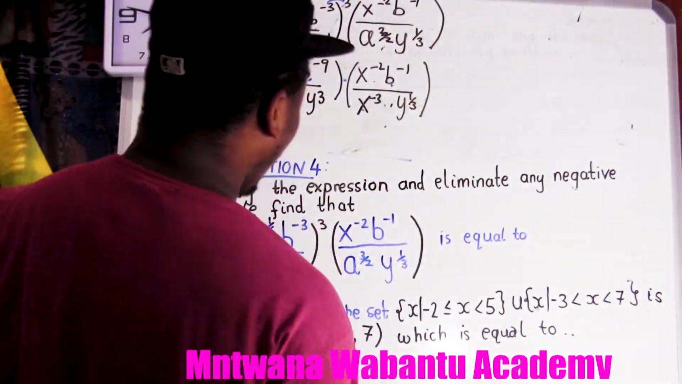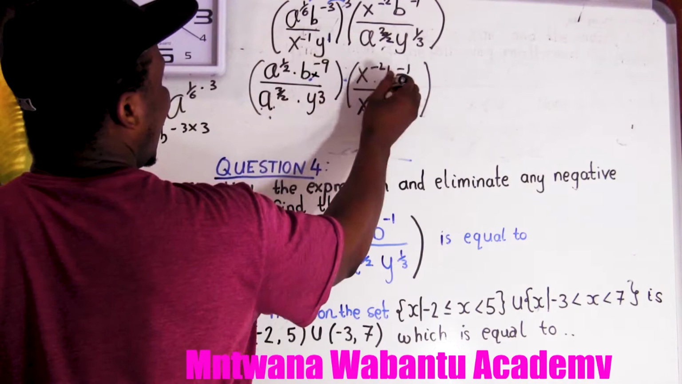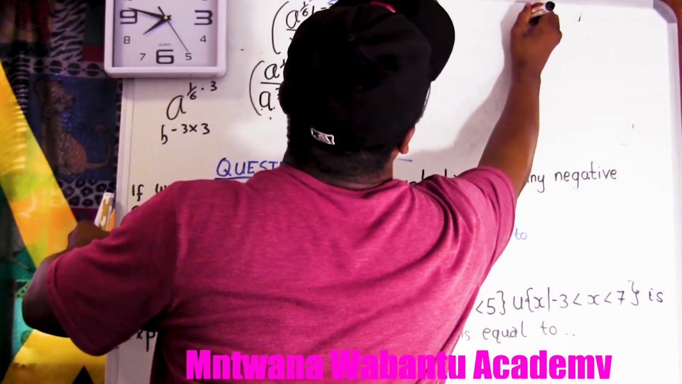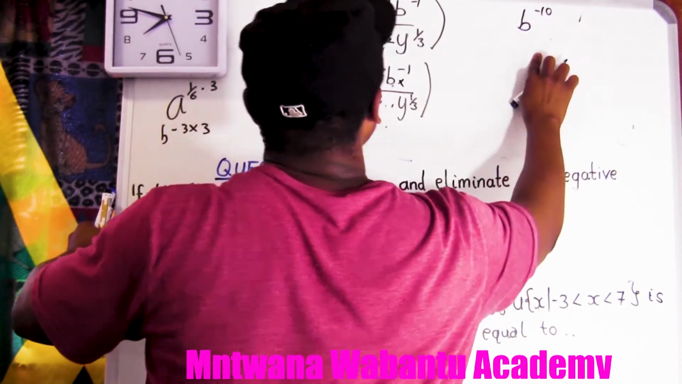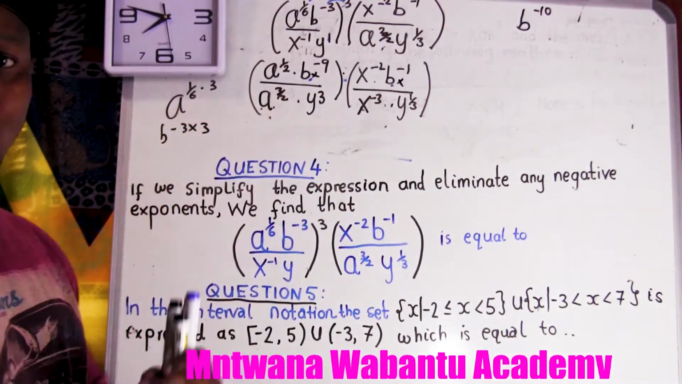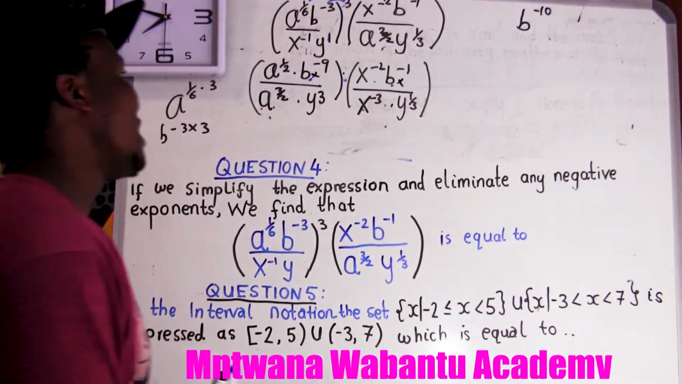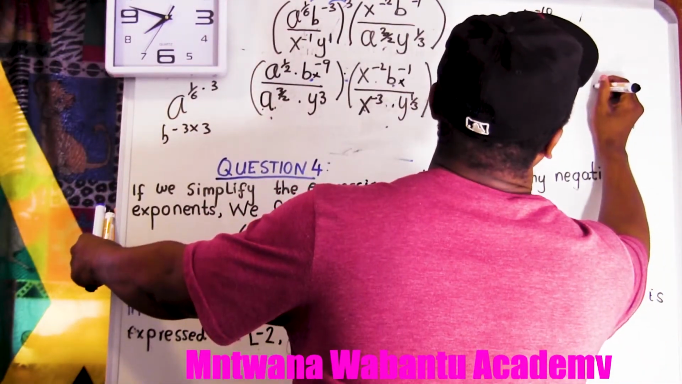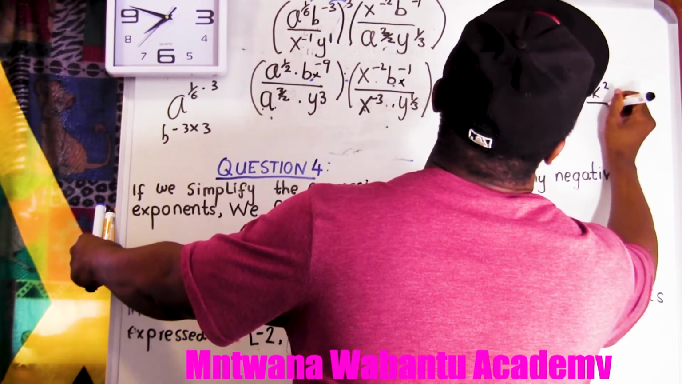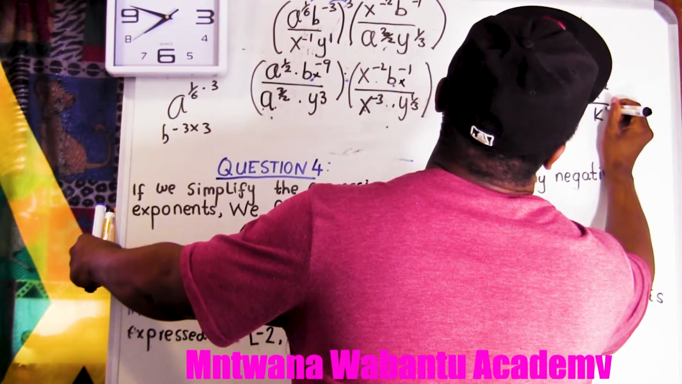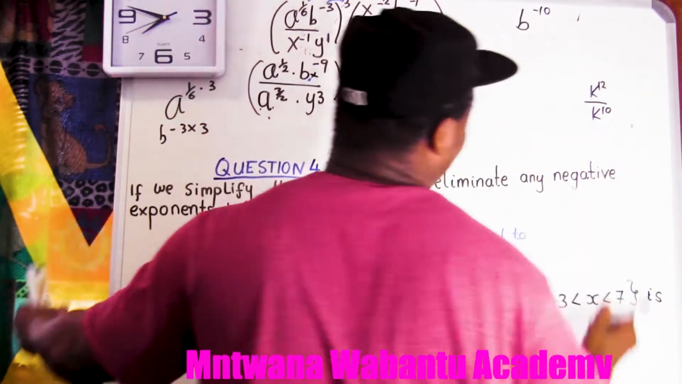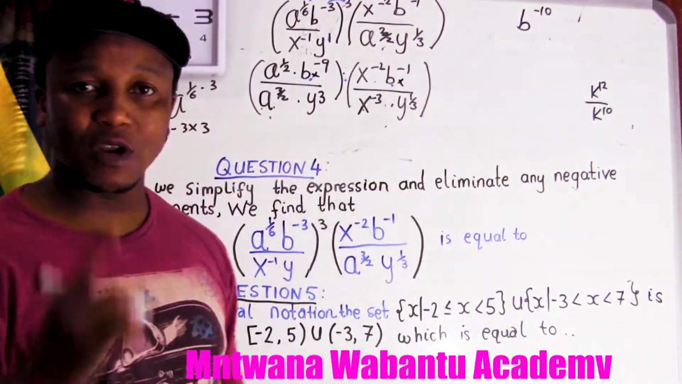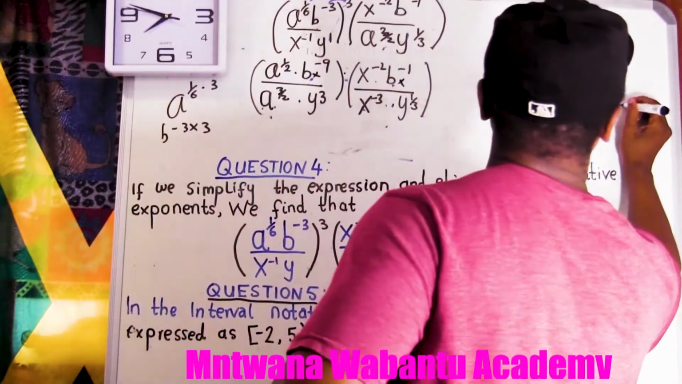Now, this and this together, because there's a multiplication, it's going to give me b negative 10. But there's something I was supposed to start with first. It's good to go alphabetical. That's the best way. Now, this one here, we have a rule in exponential which says if I have, let's say, k power 12 and k power 10, you see now, the bases are the same. So when bases are the same, you write only one base. You don't have to write two.